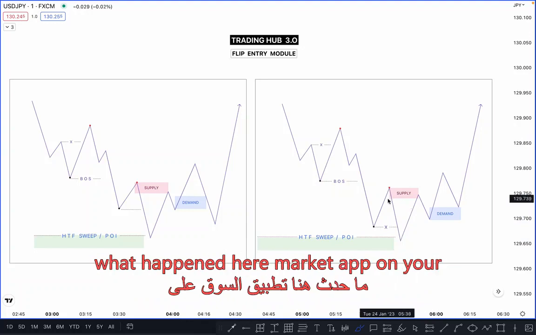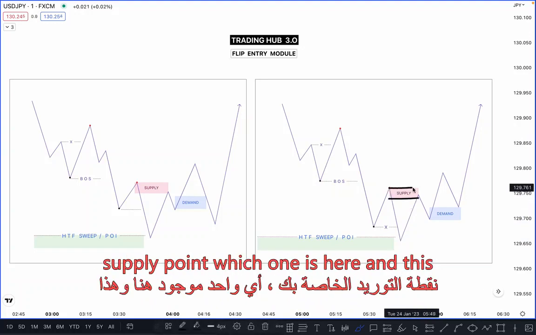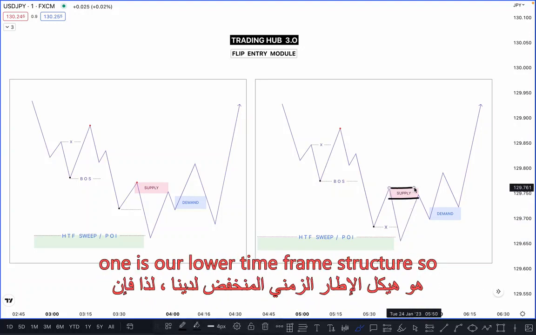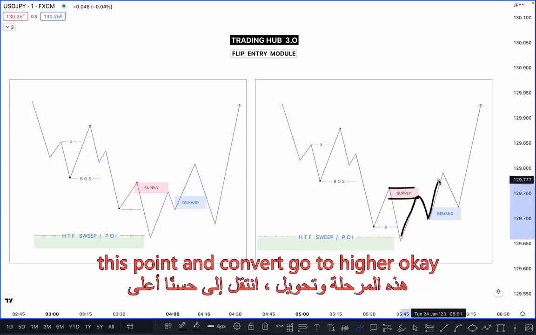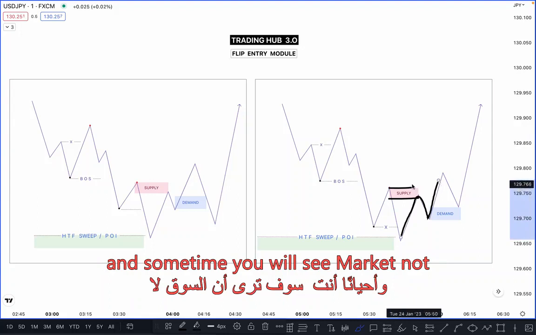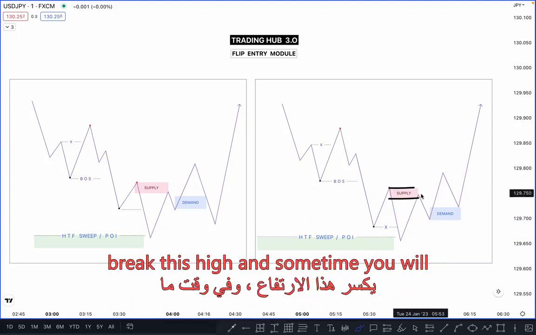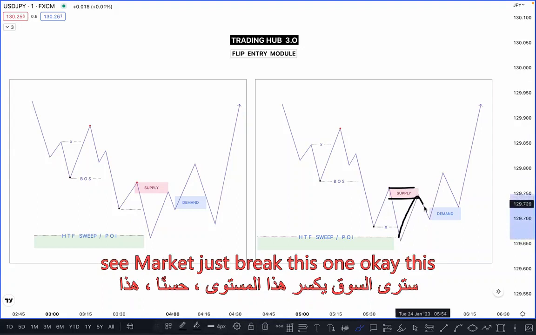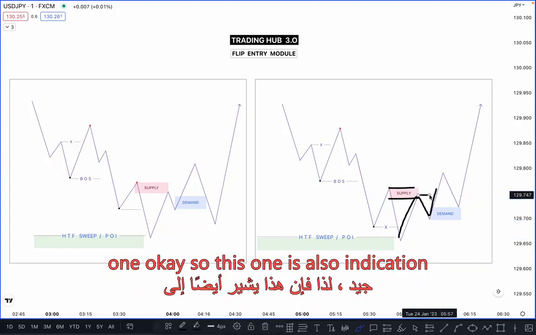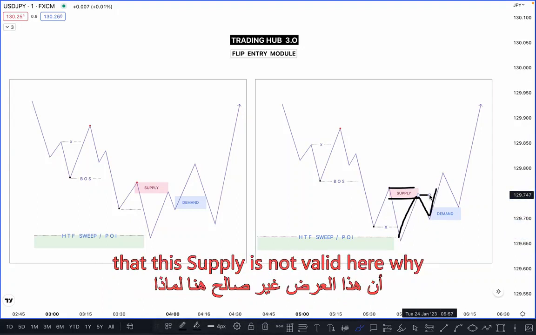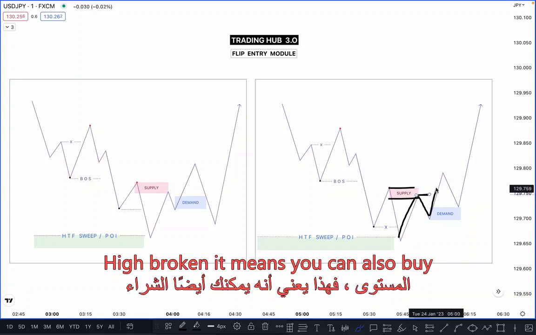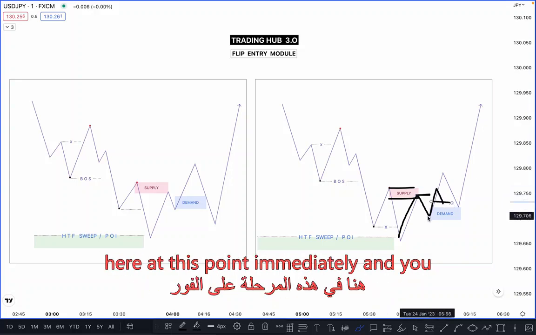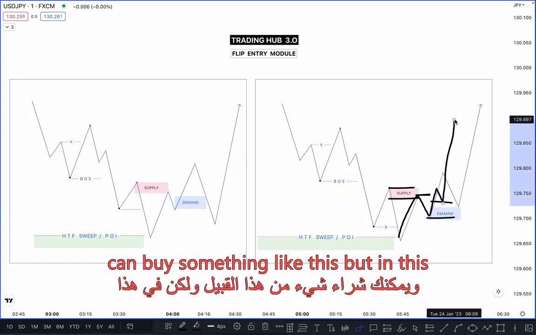So what happened here: the market tapped on your supply point, and this one is our lower time frame structure. The market taps here, gives a small reaction at this point and goes higher. Sometimes you will see the market not break this high, and sometimes you will see the market just break this one. This is also an indication that this supply is not valid here. Why? Because the market broke this high, it means you can also buy here at this point immediately.